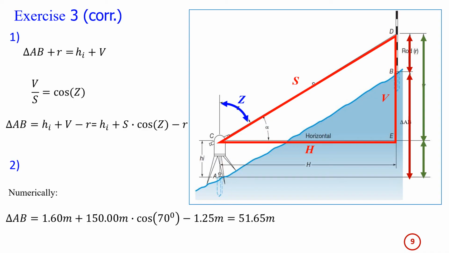Numerically, I will write that delta AB is equal to 1.60 plus 150 cosine 70 degrees, the cosine should be calculated in degrees, minus 1.25, which is equal to 51.65 meters. And here we have two significant numbers as given by the exercise. Let's move to the error calculations, and the error calculation would be based on this relation.